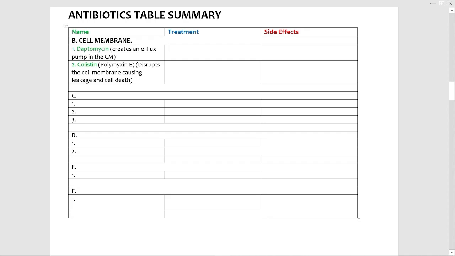Daptomycin is very much effective when it comes to MRSA. It's a very good drug. It's very effective against MRSA, but it's also very good against VRE. VRE is a term that, for those who are new, basically refers to vancomycin-resistant enterococcus.